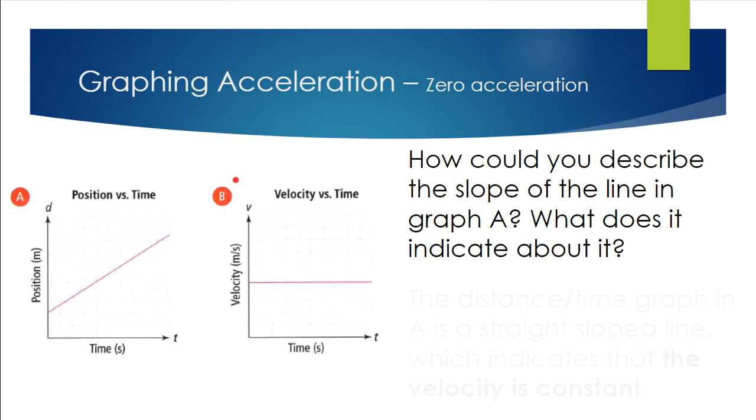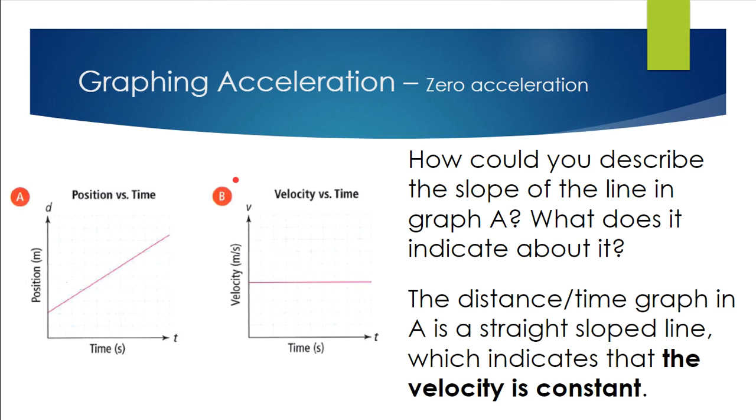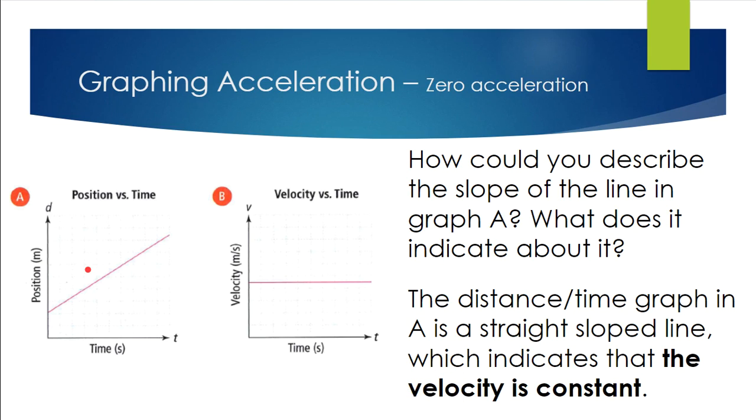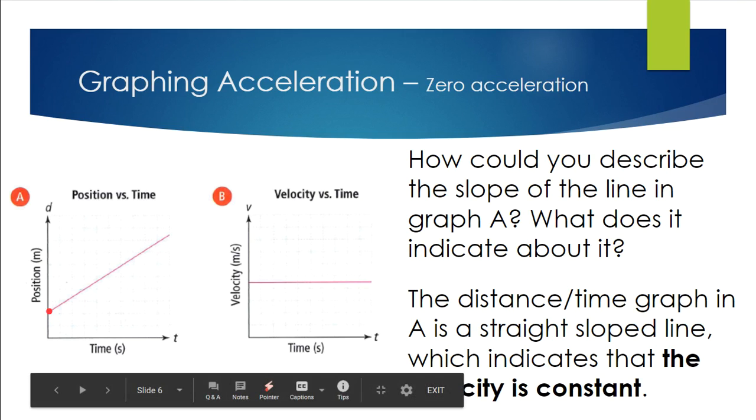Well, the distance time graph in graph A is a straight sloped line, which indicates that the velocity is constant. Remember that? If we can calculate the slope of a line, a constant velocity would look like this.